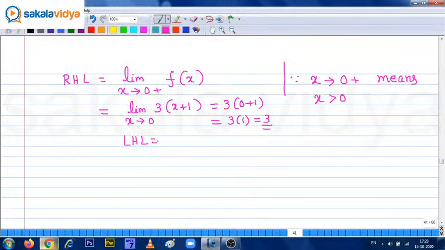LHL equal to RHL. Therefore, each is equal to 3. So hence, limit x tends to 0 of f of x equals 3. We conclude that this value is 3. Now let us proceed to limit x tends to 1.